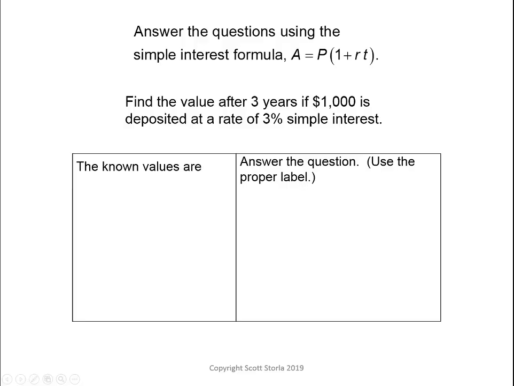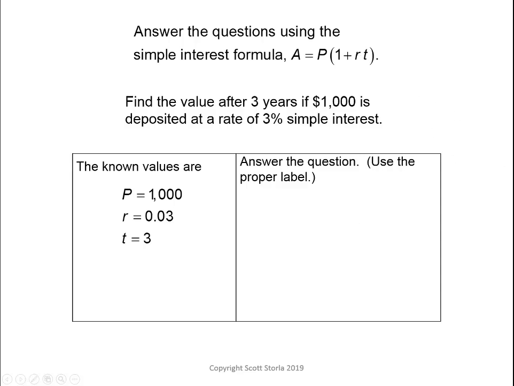Well, the first thing I'll need is to identify the values that I know. I'll know the time, that'll be T. I'll know the amount right now, that's the principal amount or the present amount, and that's $1,000. And I also know the rate, it's going to be 3%. So here are the values I know. Notice again that the rate is in the form of a decimal.